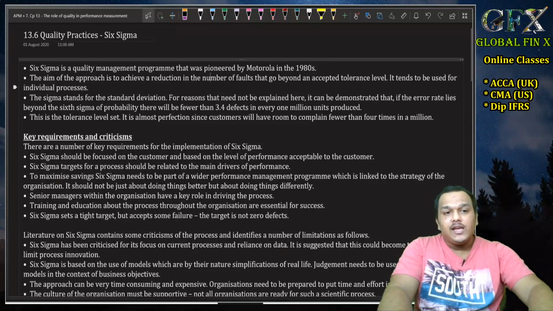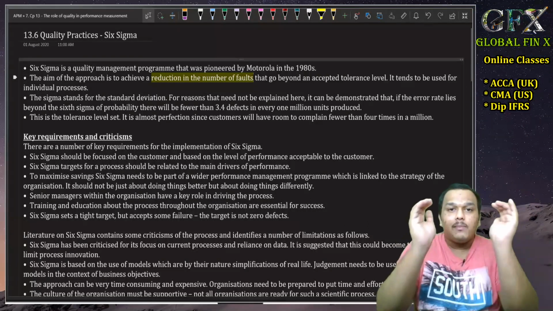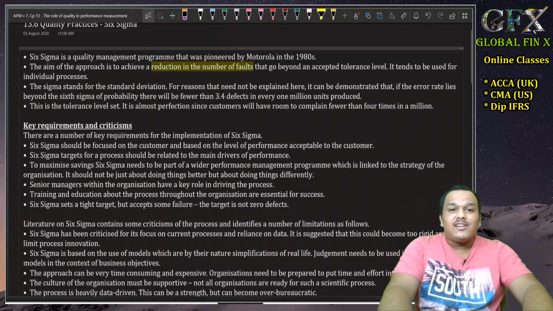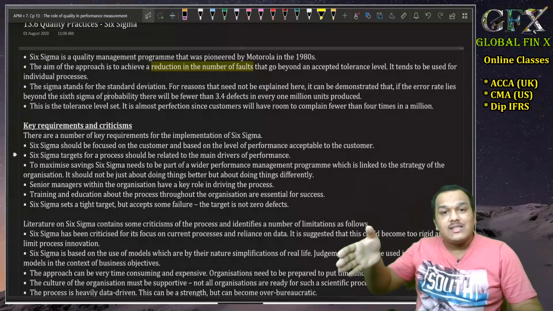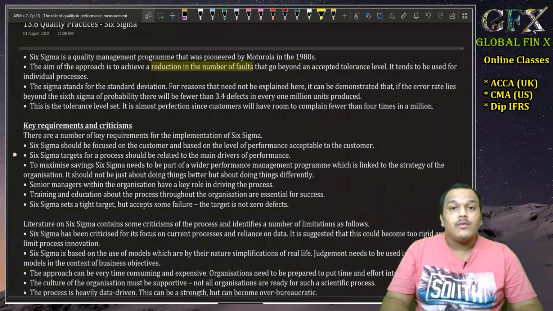The aim is to achieve a reduction in the number of faults. As I told you, the number of defects shall be reduced within a tolerable level of 6 sigmas on either side. The sigma stands for standard deviation, which I have explained, and they say that for reasons that need not be explained here, and I already explained those reasons as well, it can be demonstrated that the chances of defects going beyond the sixth sigma are 3.4 out of 1 million.